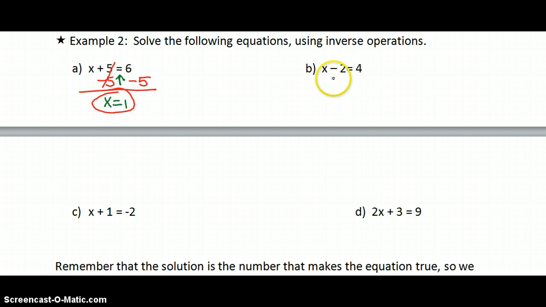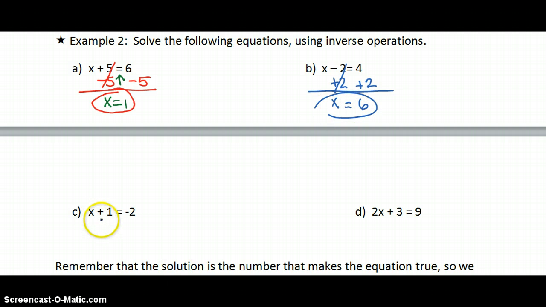So see how it takes all the guesswork out of it? If I'm subtracting 2, I need to add 2 to undo what's happening to x. So I'll add 2 to the other side, and then the 2's cancel, and x is going to equal 4 plus 2, which is 6. Okay, you get the hang of it?